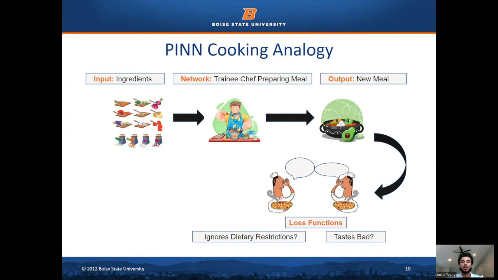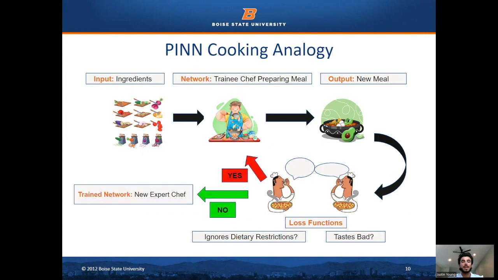The physics-informed neural network uses a modified loss function. It still wants to make the most delicious meal possible, but it also has to satisfy now the dietary restrictions or the physical loss. If the network does stray too far from these restrictions, it's able to learn and adjust itself.